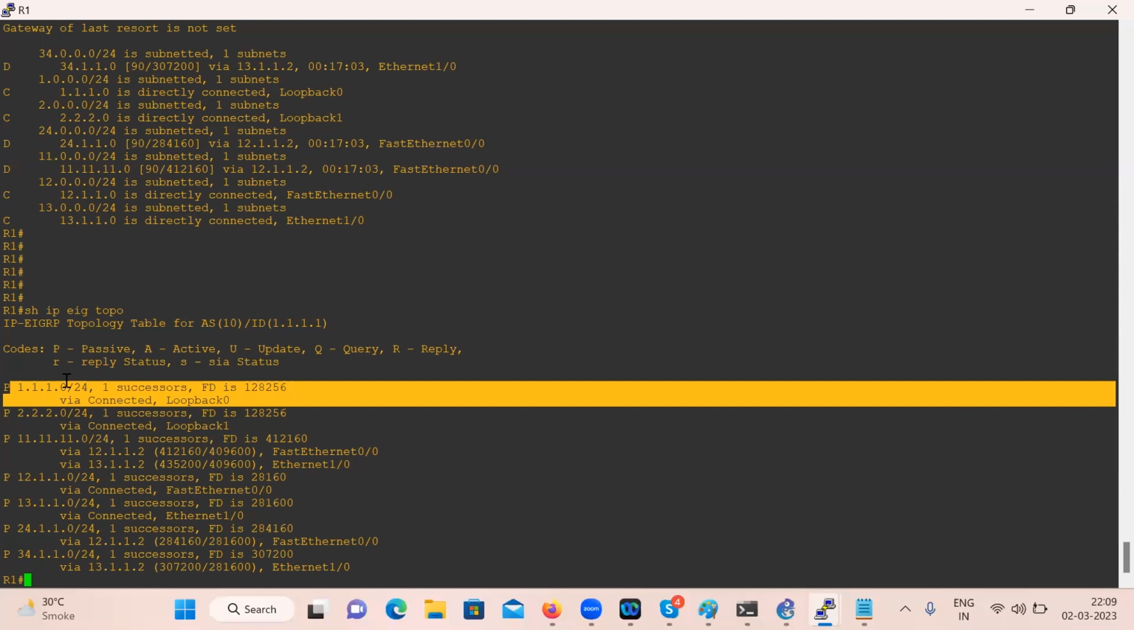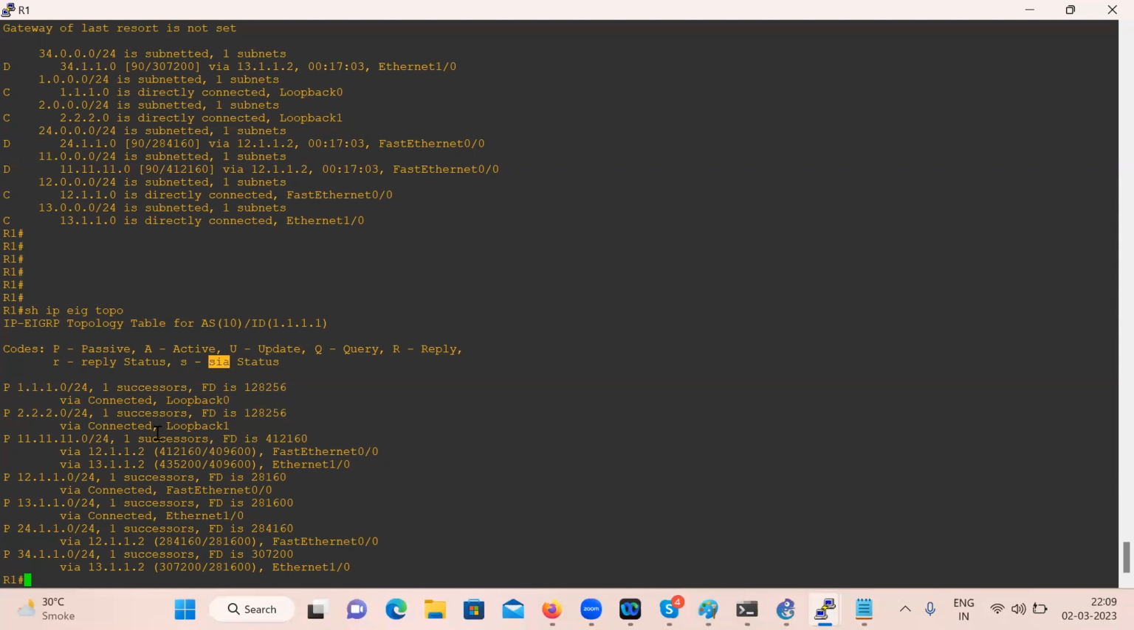While updating its neighbor router, it will be like U. When it queries its neighbor, it will be like Q. When your neighbor is sending you a reply, or your router is sending a reply, it will be like R. SIA state, stuck in active state, it is known as SIA. That concept is different.